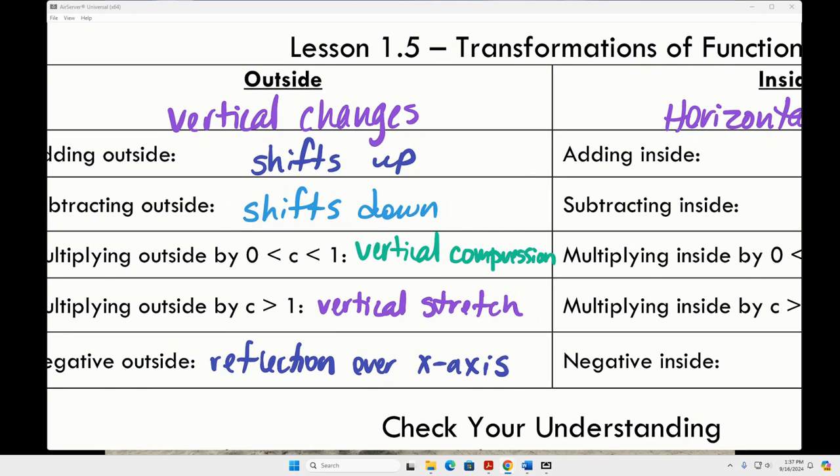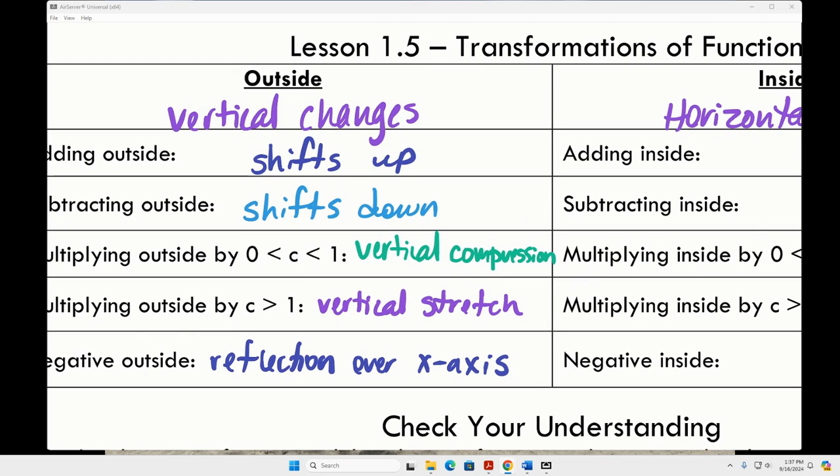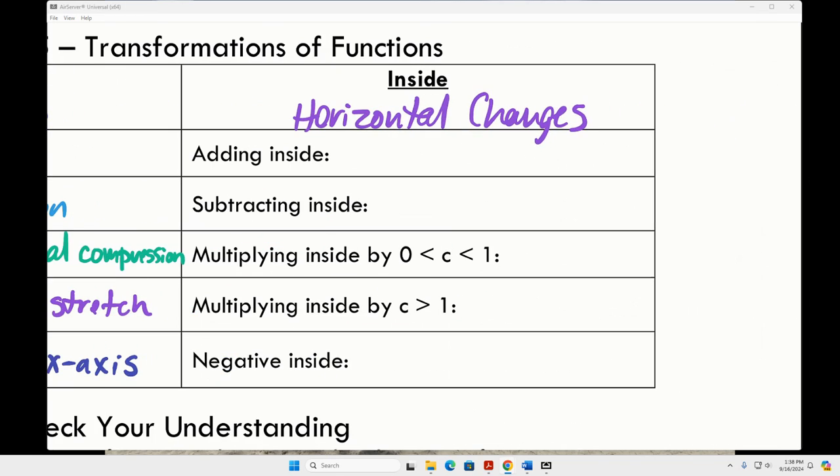And one thing I want to tell you about the inside, and your Algebra 2 teacher might have told you this also, is that the inside is a liar. So it's going to be the opposite of what you think it should be, because it lies. So adding and subtracting is still a shift, but it's going to do the opposite of what you think. So adding on the inside is going to shift in the negative direction. It's going to shift left because the inside is a liar. Subtracting on the inside is going to shift right.